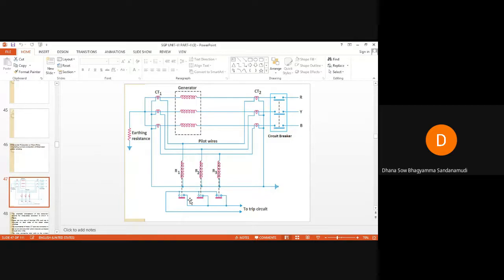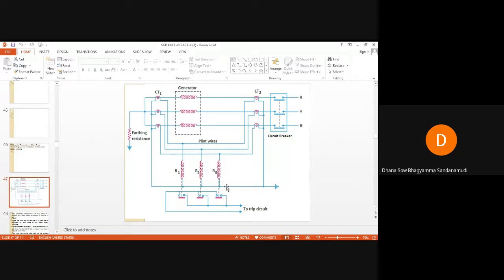One side of these relay coils is connected in star, and the star connection will definitely have a common neutral point. That neutral point is given to the common neutral point of your CTs. So the common neutral point of the CTs is the same as the neutral point of your star-connected relay coils. Here the CTs on both sides of these windings are connected in star, as well as the relay coils are also connected in star.